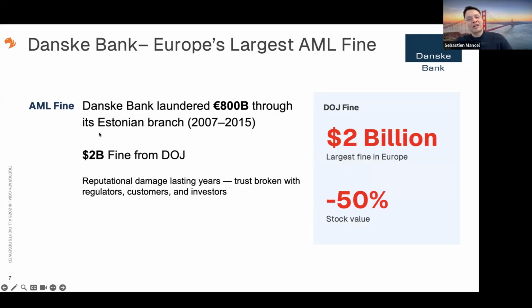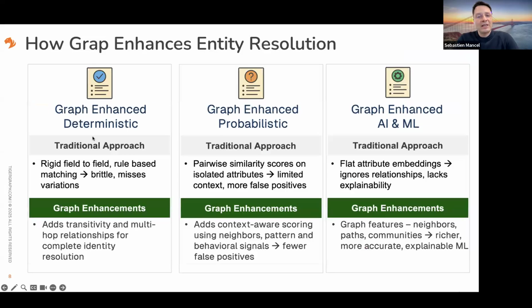The bank's stock value was cut in half, and the reputational damage lasted for years. Trust was broken, with regulators, customers, and even investors. And this wasn't an isolated case. Just last year, the DOJ fined another major bank $3 billion for similar AML failures. So the question becomes, why do traditional methods for entity resolution keep failing? And the answer lies in how entity resolution itself is done.